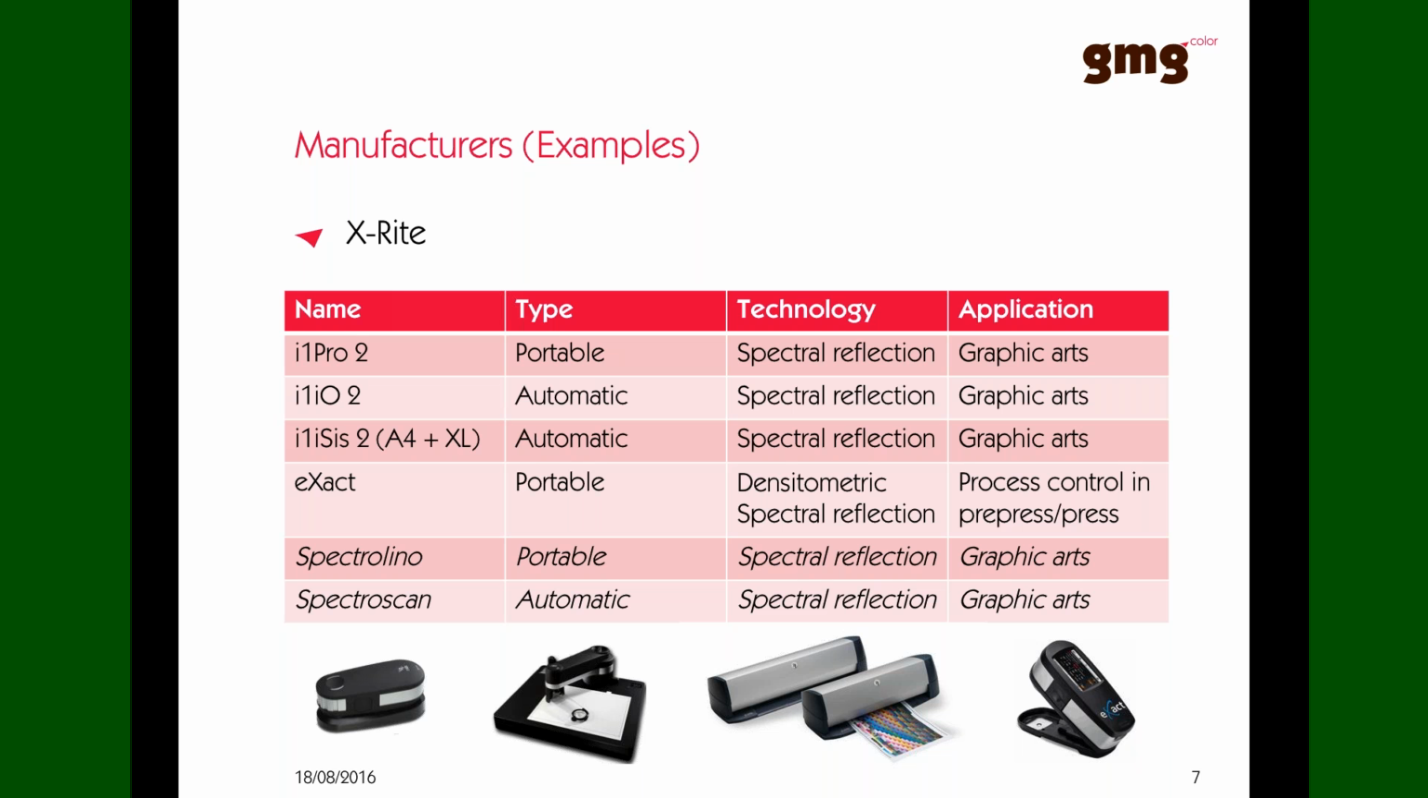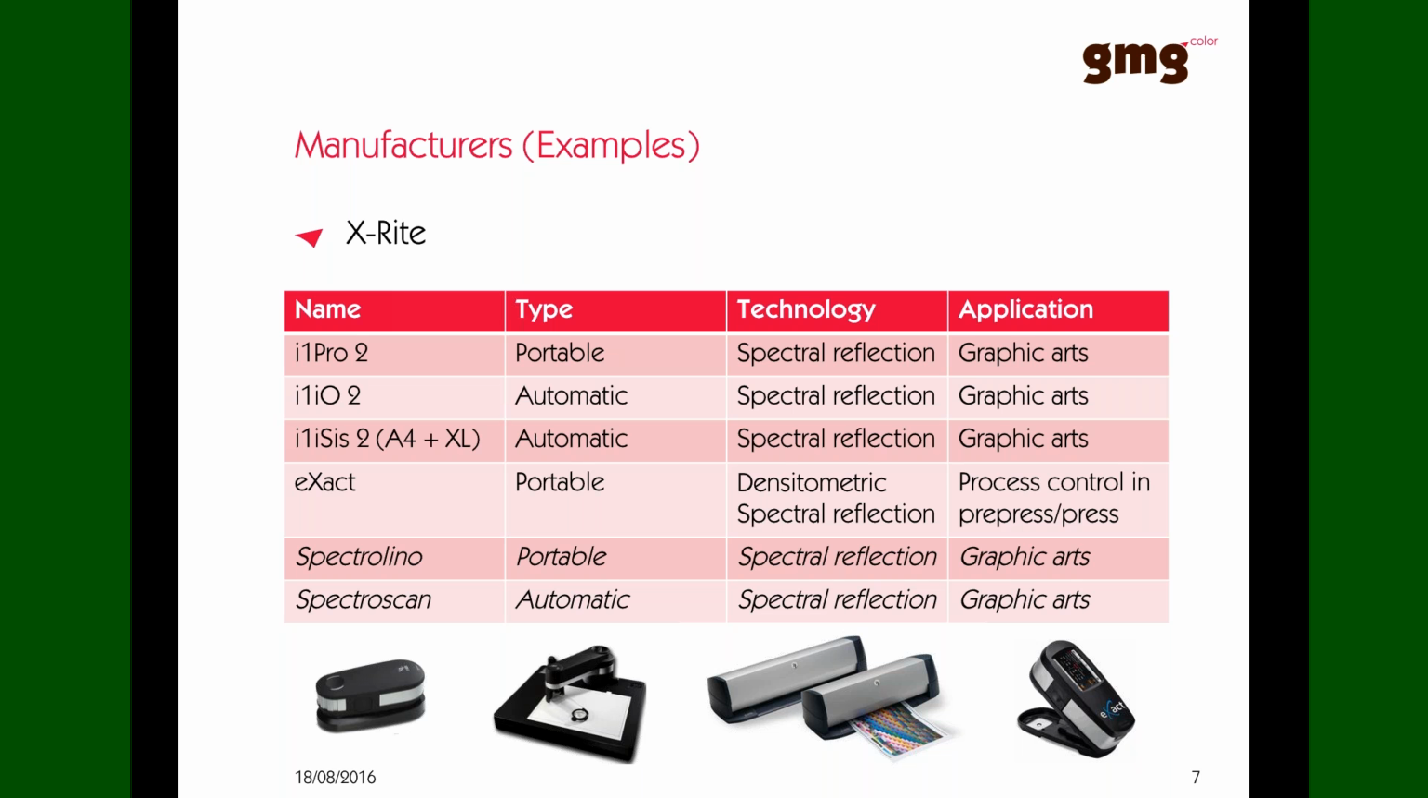Then X-Rite also has the X-Acto measurement device. You see it on the lower right-hand side. That's a portable device. It can measure densitometric or spectral reflection. And this device is mainly used in process control, so in your printing process. But it can also be used in press and in pre-press departments.